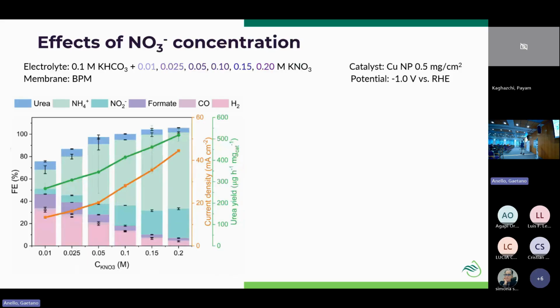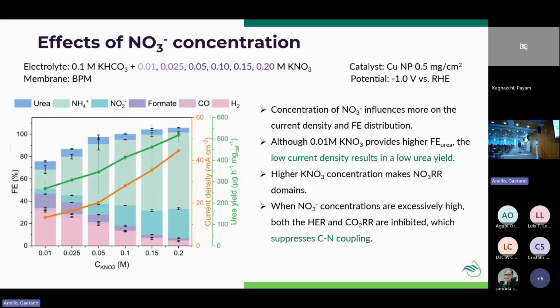Okay, then let's have a look at the effect of the nitrate concentration. So here are different nitrate concentrations in our catholyte. You can see that it mostly influences the current density and the Faraday efficiency distributions. But in all cases, we still have a low urea yield. And you can see that if we have higher nitrate concentrations, this basically blocks CO2 reduction reactions and hydrogen evolution. So we get more nitrate reduction and more products from the nitrate reduction and fewer products from hydrogen evolution and CO2 reduction, but we don't see a huge effect on the CN coupling.